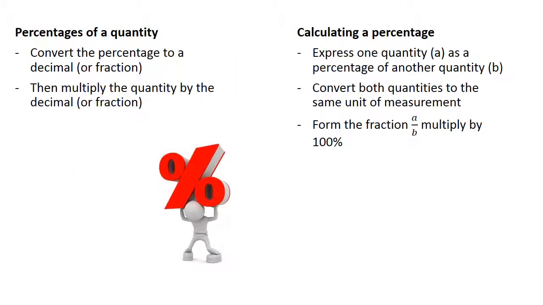So to summarize, we've got percentages of a quantity. To do that, we need to convert the percentage to a decimal or fraction, and then multiply the quantity by the decimal or fraction. But if we wanted to calculate a percentage, we want to express one quantity as a percentage of another quantity. So what we've got to do is make sure they're both in the same unit of measure. Then we can form the fraction A divided by B, and then multiply that by 100%.